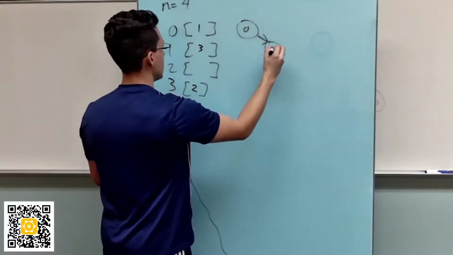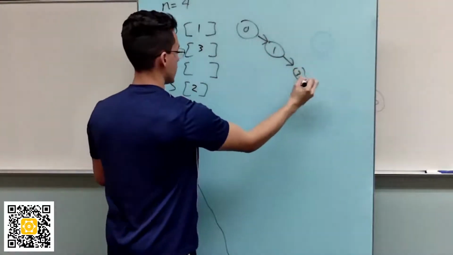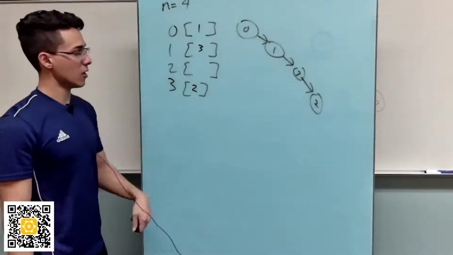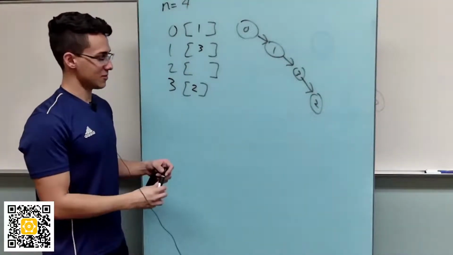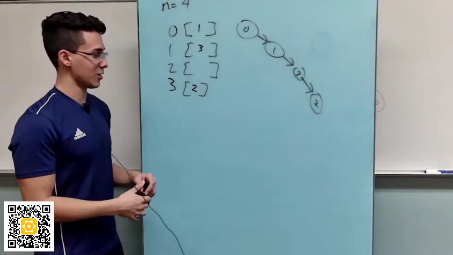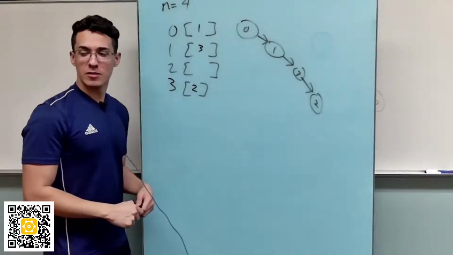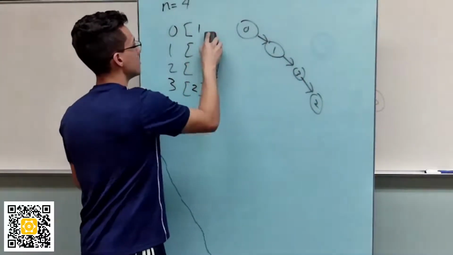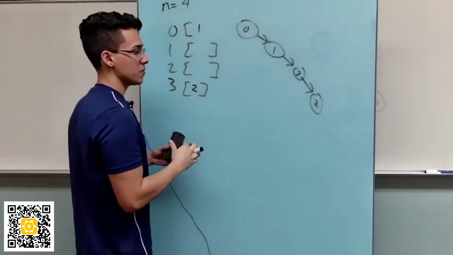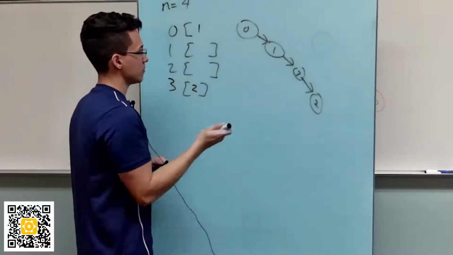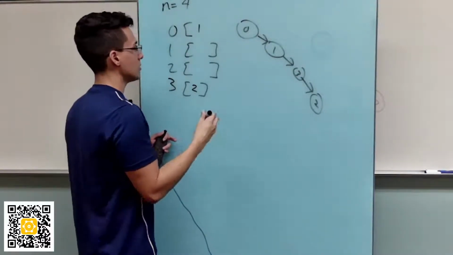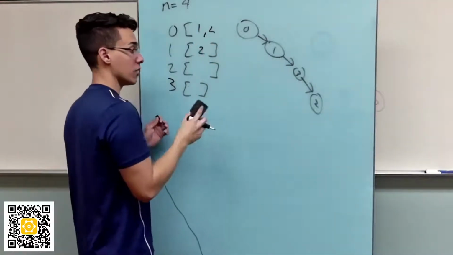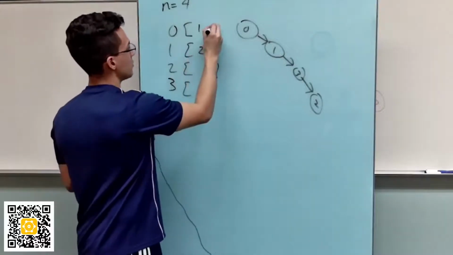So in this case, 0 goes to 1, goes to 3, goes to 2, and all of them are visited. Can 0 open more than 1 door? Yeah, yeah. So maybe I can. Can you have multiple keys that open different rooms? Yeah, you could. Oh, so that's the thing. Okay, just making sure.